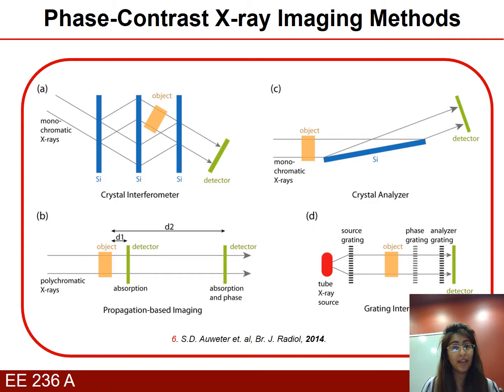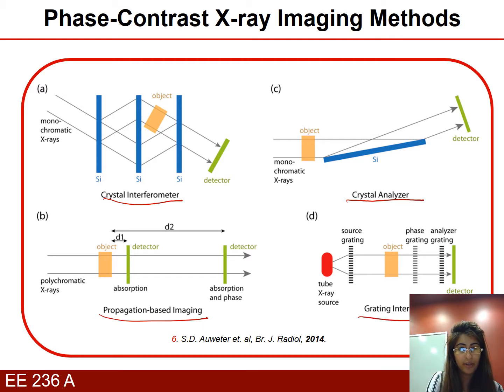A lot of people have tried different methods in the past to detect the phase shift of X-rays. These include crystal interferometry, crystal analyzer or analyzer-based imaging, propagation-based imaging, and grating interferometry.